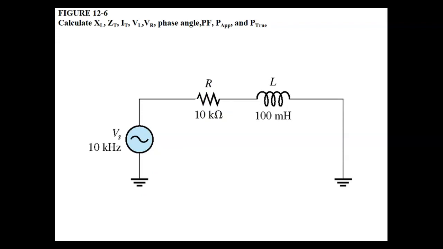So let's calculate X of L, Z, IT, VL, and VR, the power factor, the apparent power, and the true power. There's a lot of stuff we need to calculate on this one. What do you want to start with? I'm giving you the frequency, so here you're going to have to calculate X of L first.